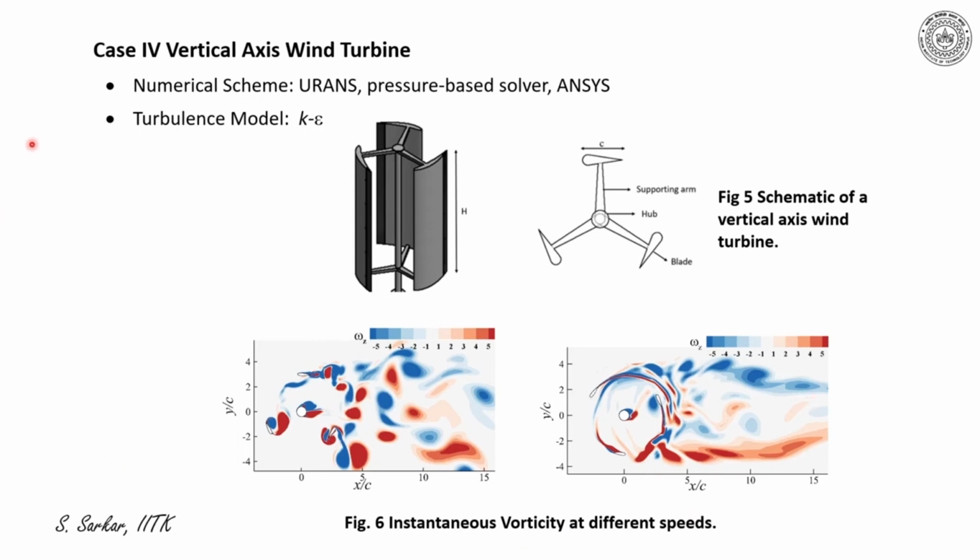Here one can appreciate the flow field is highly unsteady. Numerical simulation has been made using a commercial flow solver, ANSYS. So a pressure-based solver has been used in this situation. So URANS is being utilized with a k-epsilon turbulence model. And URANS here appeared successful in predicting the unsteady flow.